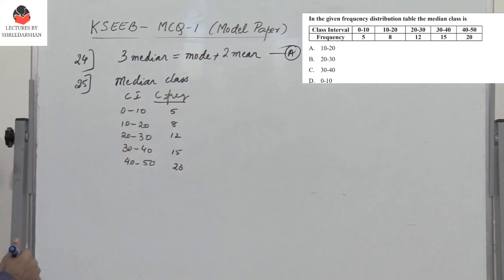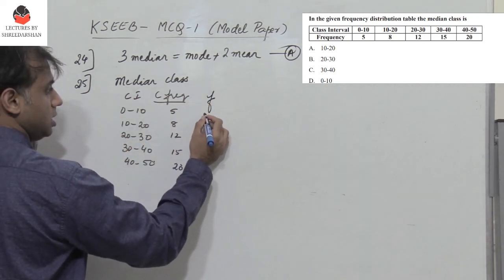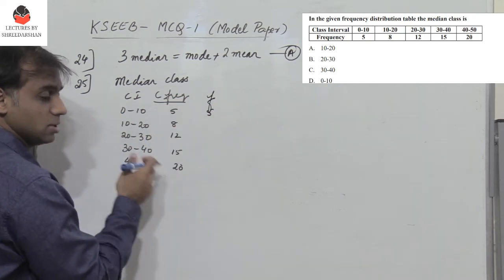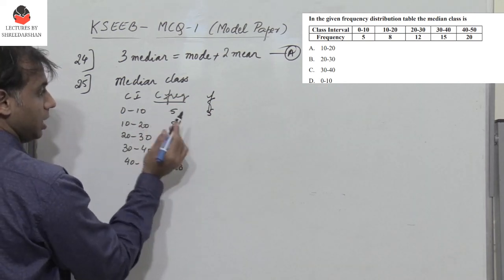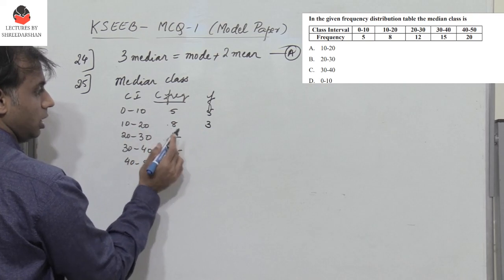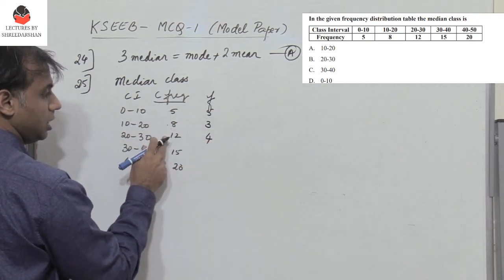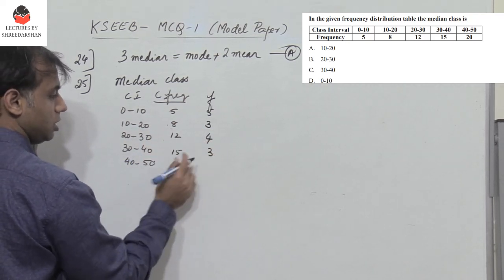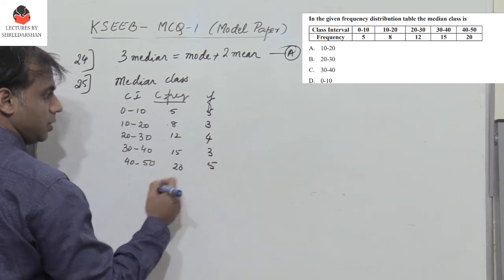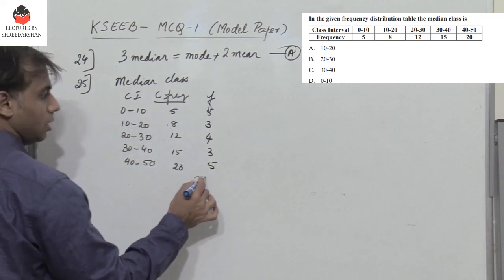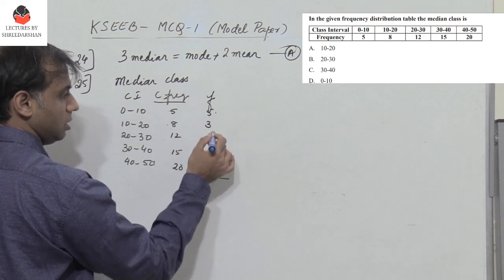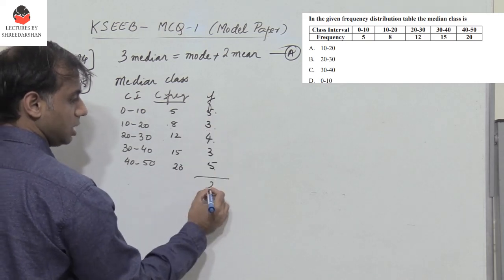Now if that is the case, what should be the frequency? If this is 5, let's see if this is the cumulative frequency. 8 minus 5 gives me 3. 12 minus 8 gives me 4, 15 minus 12 gives me 3, and 20 minus 15 gives me 5. And then if you add up 10 plus 7 plus 3 gives me 20.